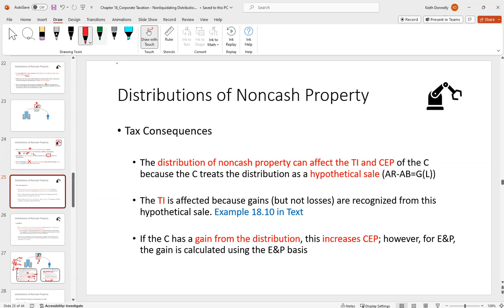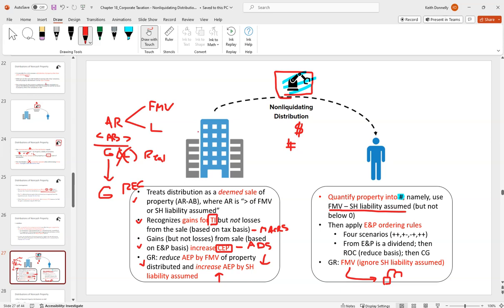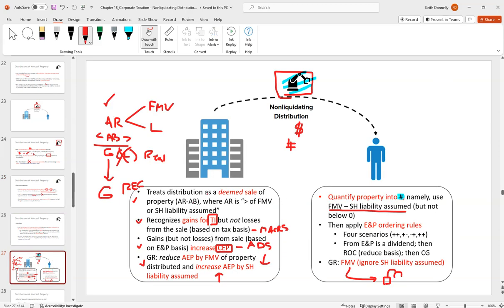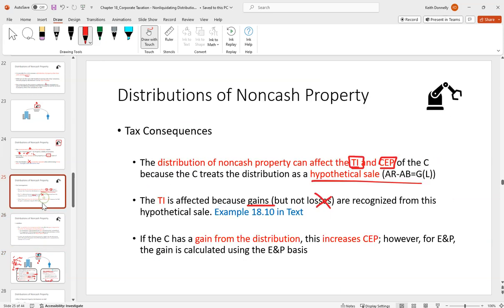Okay, next, right? It says the distribution of non-cash property can affect taxable income and CE&P, right? Why is that the case? Because the corporation treats it, when they push that out, as a deemed sale. That's what this guy is saying. It says here the taxable income is affected because you only get gains, not losses. Gains, not losses, are going to be recognized from that sale. And that gain is going to increase CE&P, right?